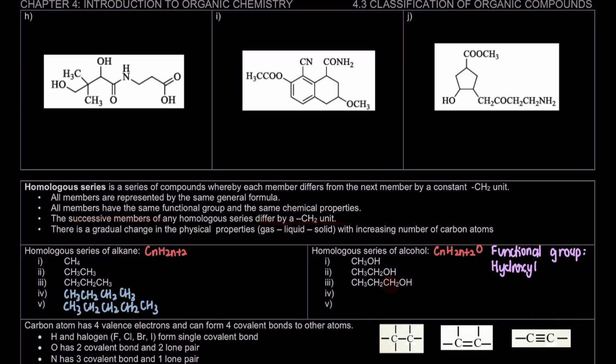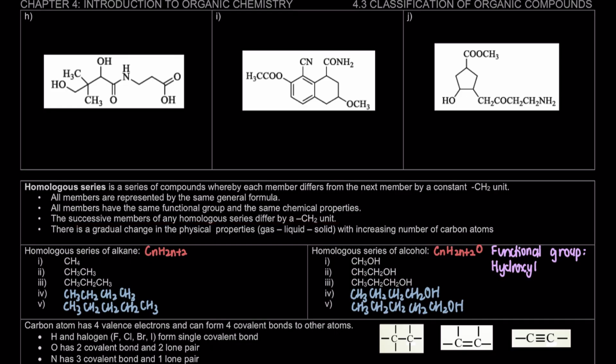When we're adding more carbon, we're actually adding CH2 some more. Okay, so from here we have only 2 CH2. When we have 4 carbon, it will be CH3, CH2, CH2, CH2, then OH. So that's for 4 carbon. If 5, it will be CH3, CH2, CH2, CH2, CH2OH. So that is what is meant by the successive members differ by a CH2 unit.